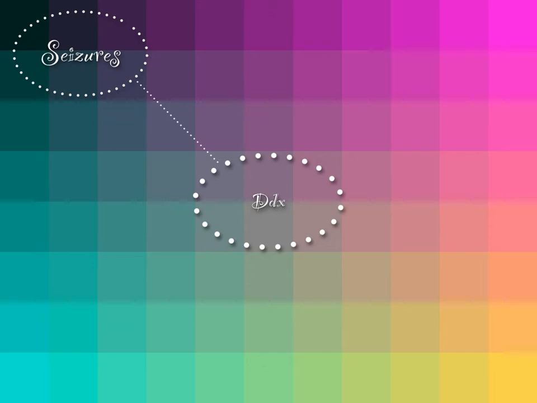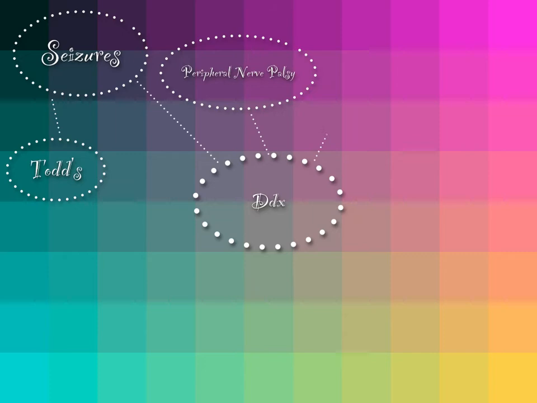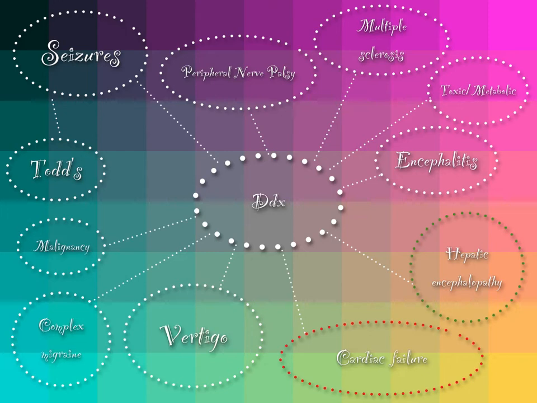So these are myriad. They can include everything from Todd's paralysis, which we talked about in the seizure unit, all the way around the list from peripheral nerve palsy to multiple sclerosis, toxic metabolic causes, encephalitis, hepatic encephalopathy, cardiac failure because of the hypoxia, right? And you can get those watershed infarcts, vertigo syndrome, complex migraines, and malignancies, particularly if they cause compressions. And there are many, many more. These are the big ones, with seizures being the most common, all right?